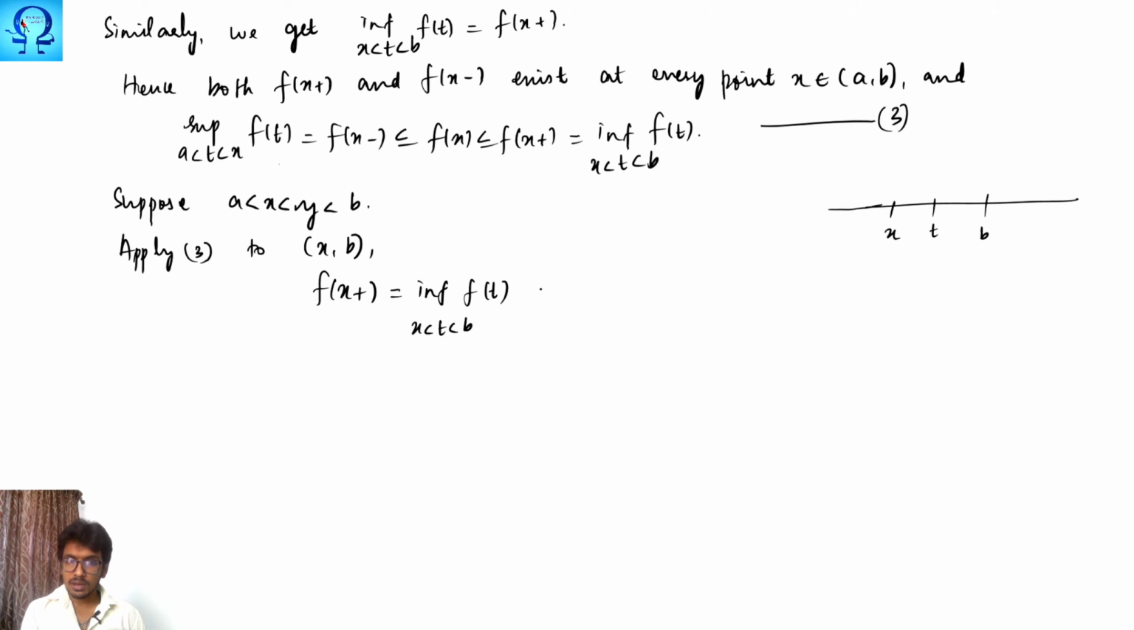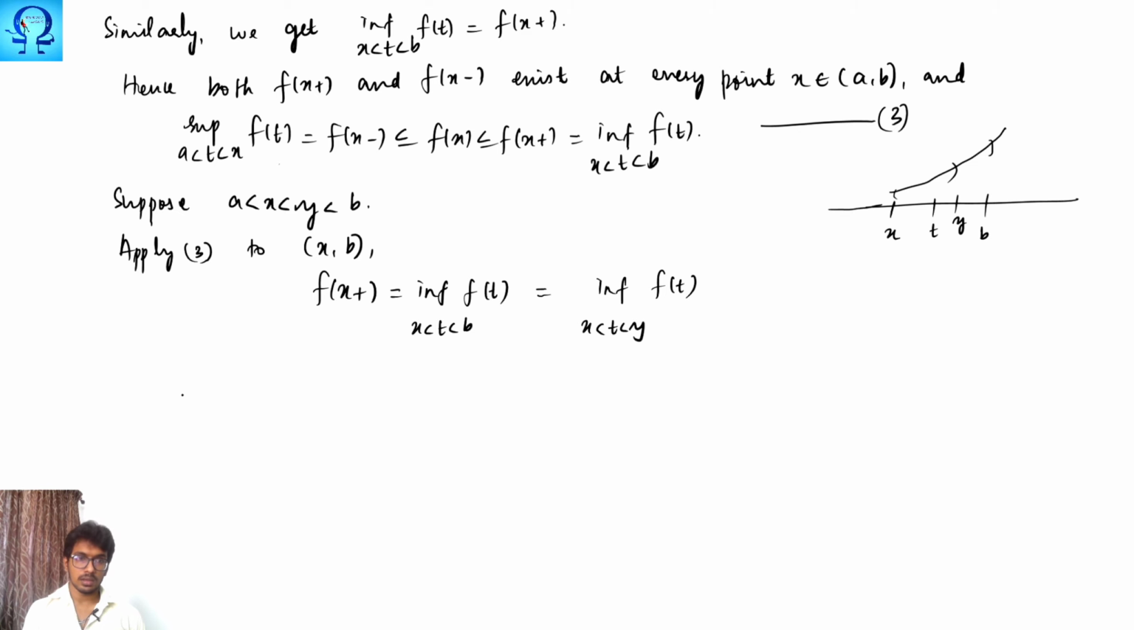If I talk about the infimum over x less than t less than y, which means I have chosen some t between x and y, this is a monotonically increasing function. So whether I talk about the supremum in this interval or this interval, this is going to be the same. So let me write that.